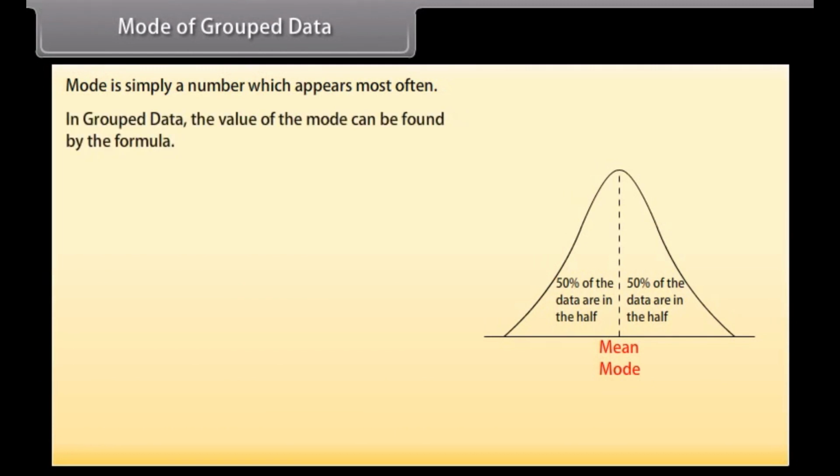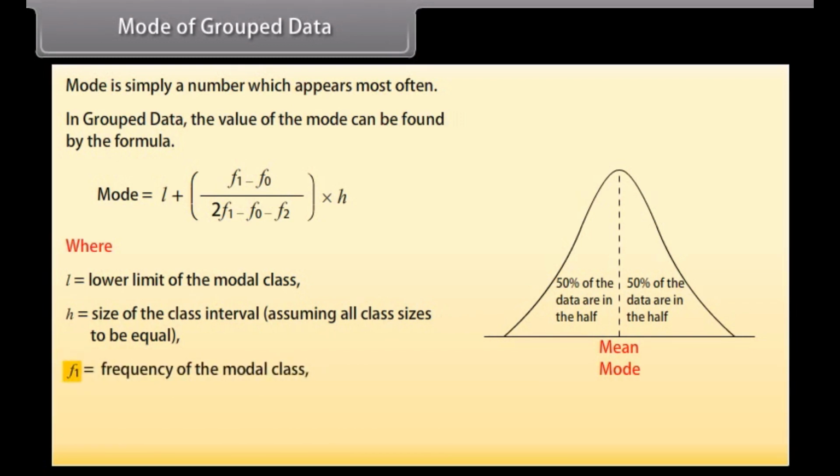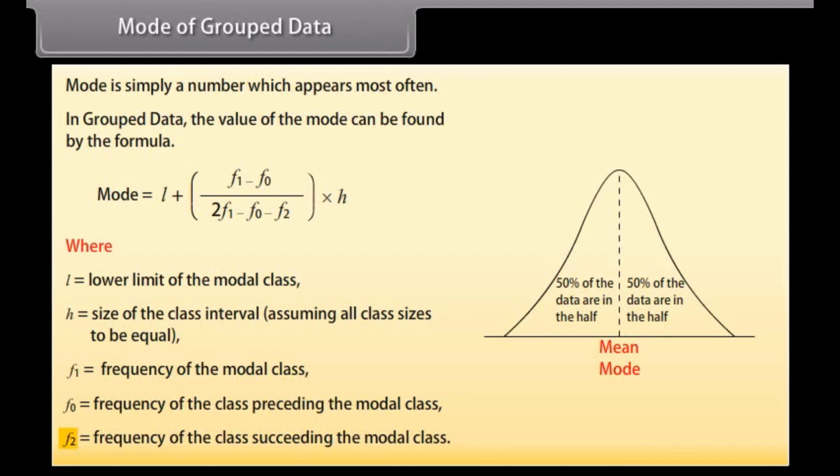Mode of grouped data. Mode is simply a number which appears most often. In grouped data, the value of the mode can be found by the formula as given below: L plus F1 minus F0, that is divided by 2F1 minus F0 minus F2 multiplied by H, where L is equal to lower limit of the modal class, H is equal to size of the class interval, assuming all class sizes to be equal. F1 equals frequency of the modal class, F0 is equal to frequency of the class preceding the modal class, F2 is equal to frequency of the class succeeding the modal class.